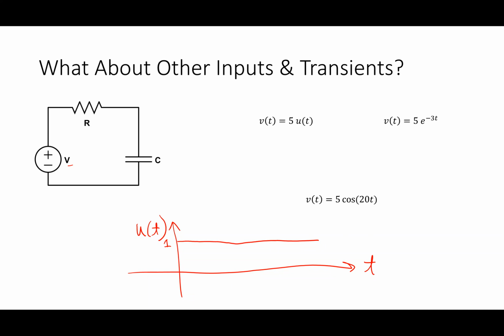Now, 5e to the minus 3t would be an exponential. Does it decay or rise? It decays. All of those are possible inputs. How many of these work with phasors? Couldn't we change it to a cosine or sine? How does that turn into a cosine or sine? Well, you just do 1 over e to the 3t and change e to the 3t to cosine.